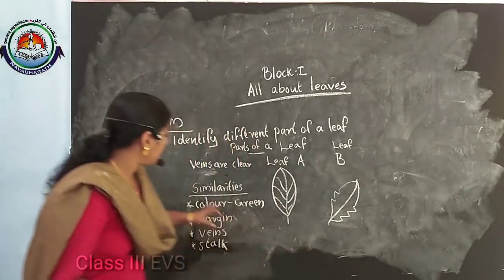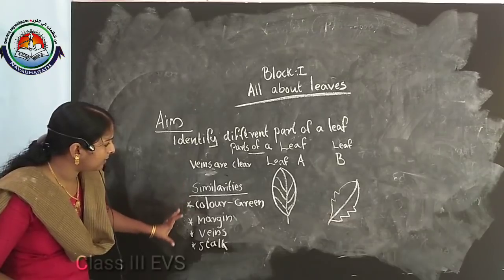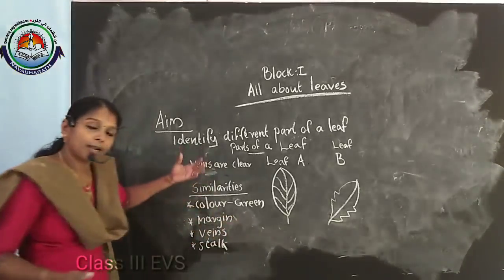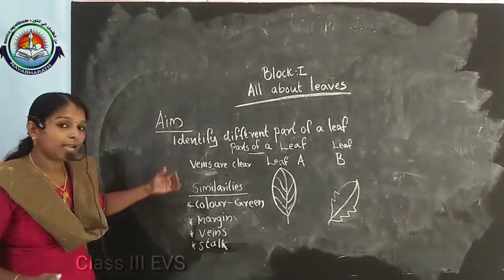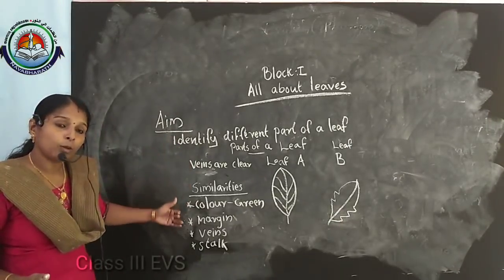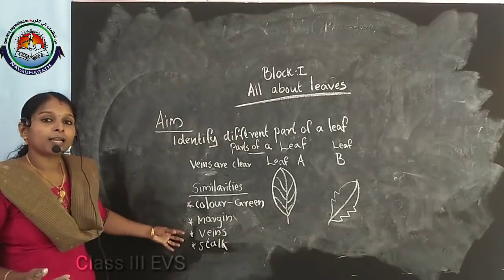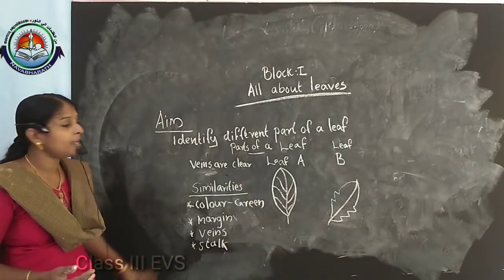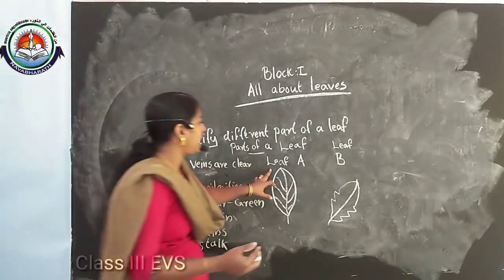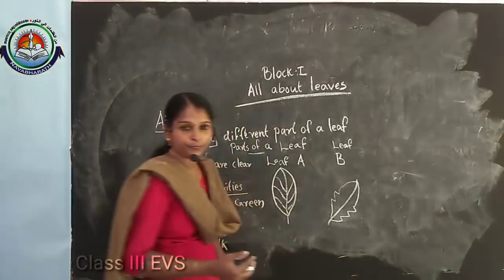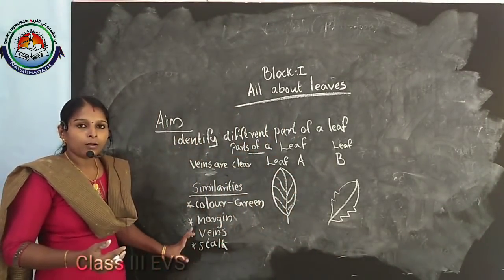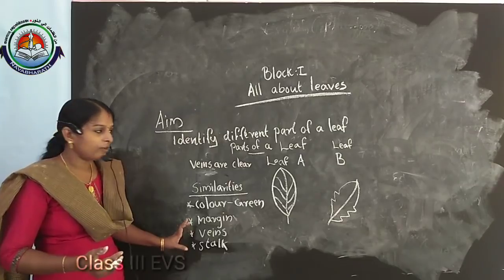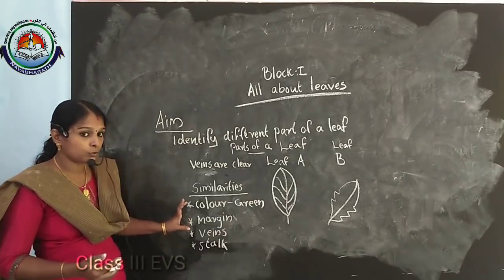So the similarities between these two leaves are: the color is the same, both have a margin, both have veins, and both are connected to the stem by a stalk. These are some of the similarities we can find between leaf A and leaf B. Okay, I hope everybody understood the similarities between these two leaves.